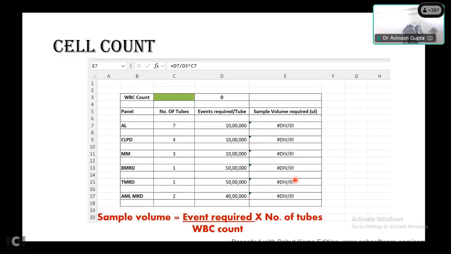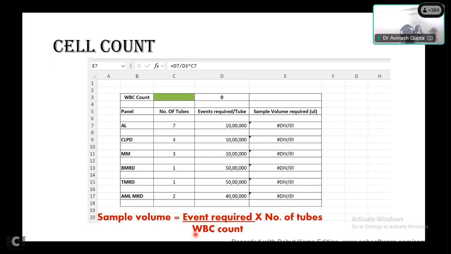Then you will take the cell count. How is it going to help you? Because people have different panels. In the lab where I work, based on morphology and clinical suspicion, we put different panels. We have acute leukemia panel, CLPD, myeloma, BMRD, TMRD, and AML MRD. We have 7 tubes in AL, we require 4 tubes for CLPD, 1 unstained to detect fluorescence, and simultaneously 1 tube for BMRD and 1 tube for TMRD. And accordingly, we acquire the events.